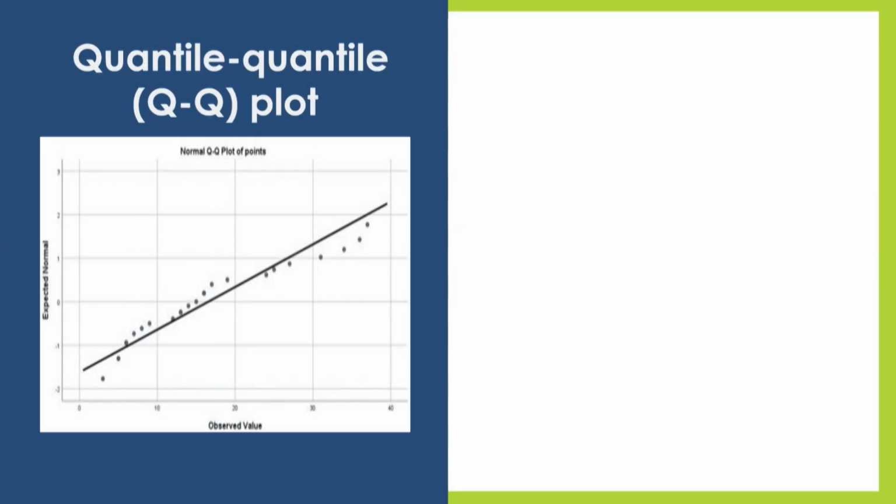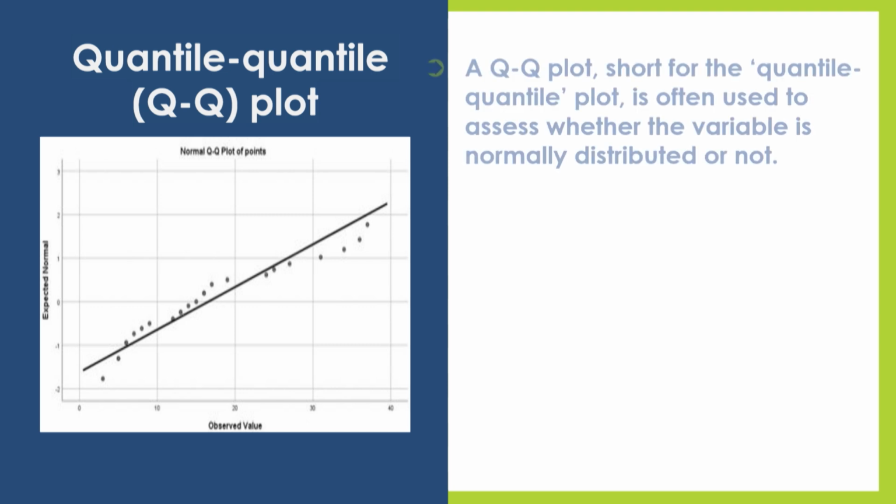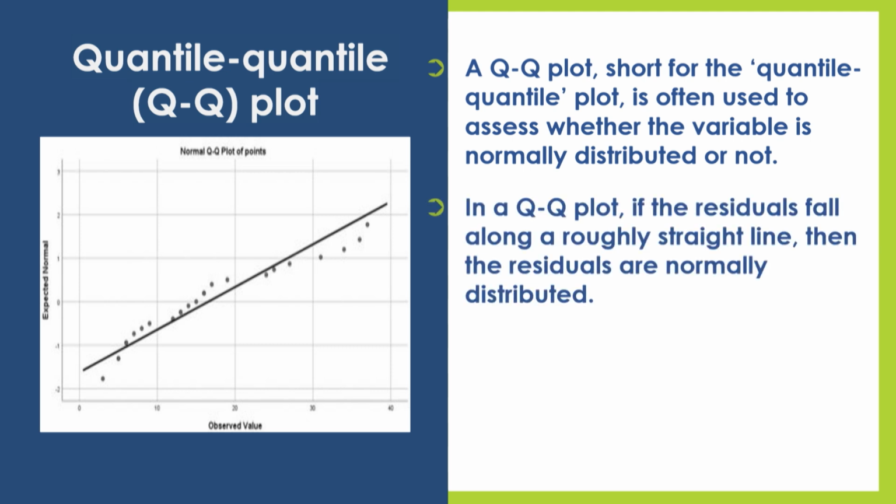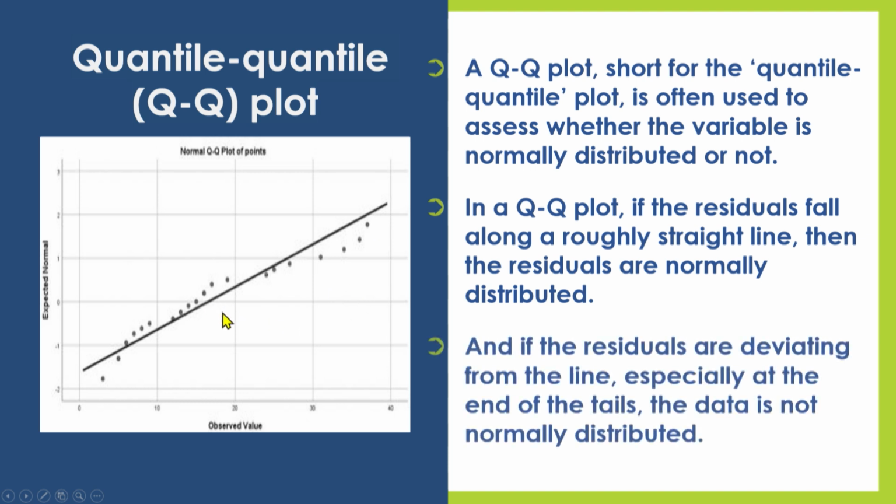The final chart we will see is the QQ plot. It is also called a quantile plot. QQ plot is short for quantile-quantile plot. It is often used to assess whether a variable is normally distributed or not. If in a QQ plot the residuals fall along a roughly straight line, then the residuals are normally distributed, and if the residuals deviate from the line, especially at the ends, then the data is not normally distributed.